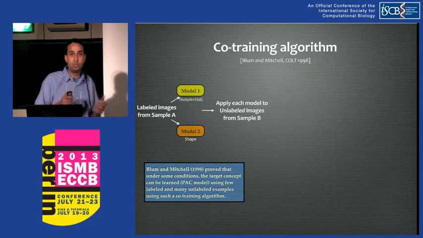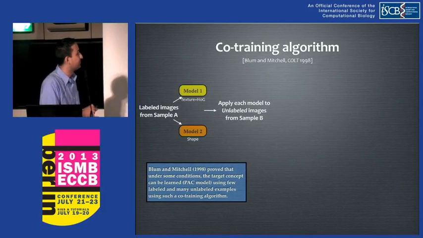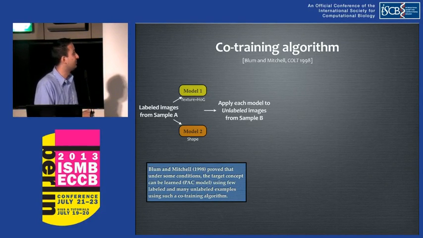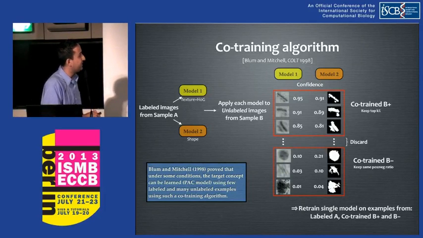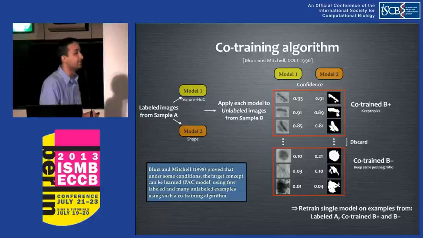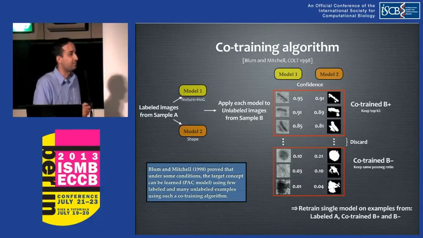So instead of building one single model with all these three different feature types, I'm going to split it into two and build one model for each one of these feature types. And then I'm going to apply each model to the unlabeled images from the new sample that I have. And what is this going to produce? For each one of these candidate windows, this model is going to give me a confidence value of how likely it thinks that this is a synapse.